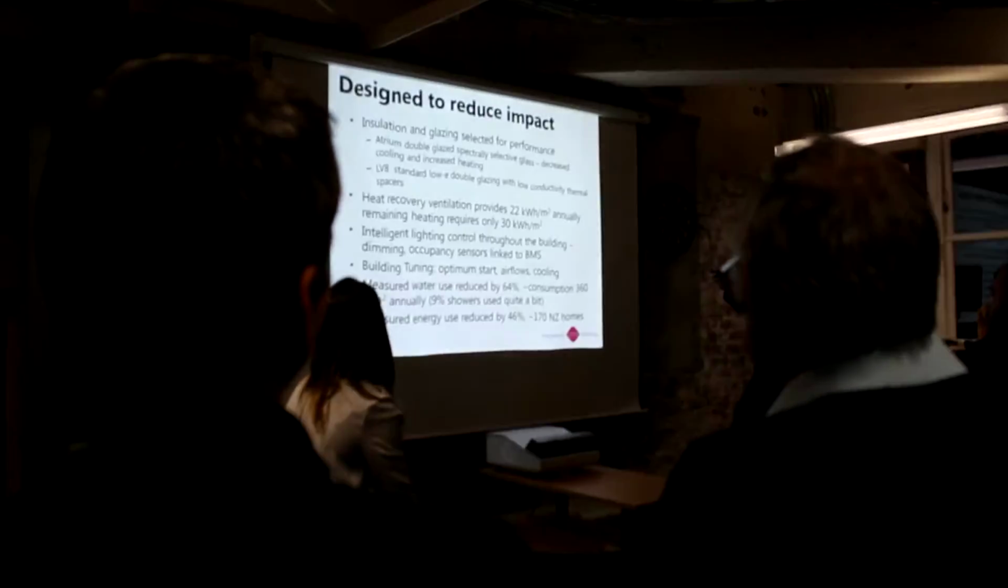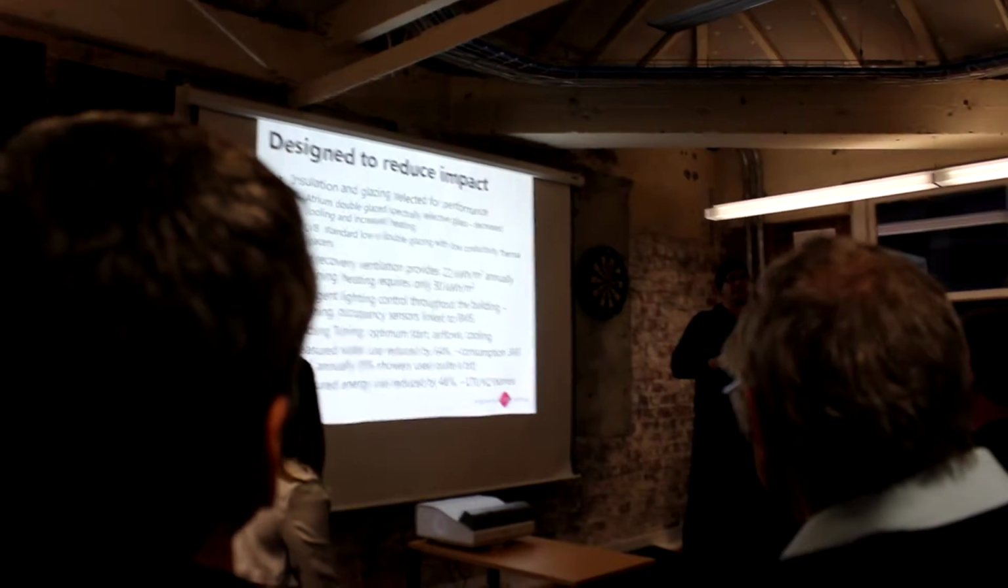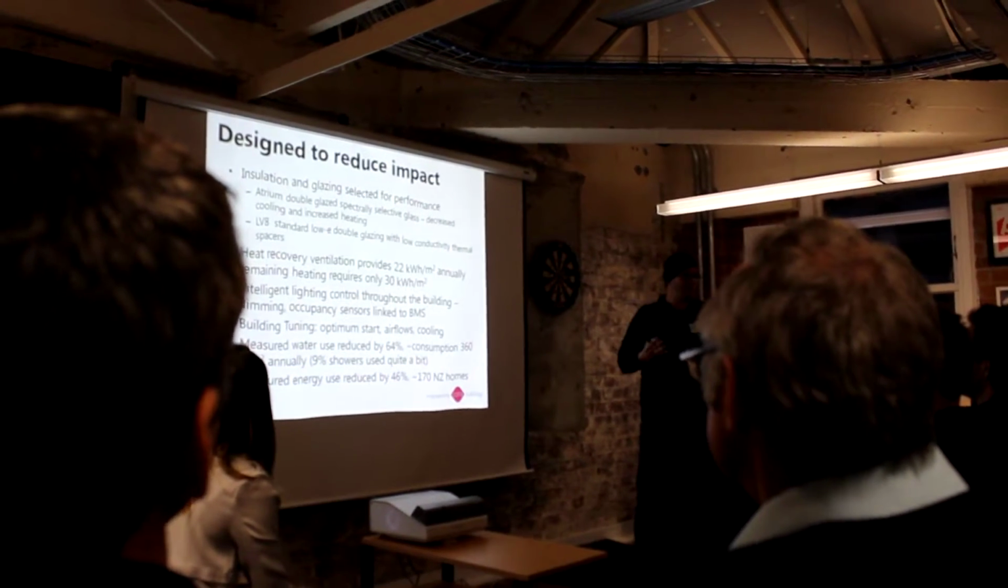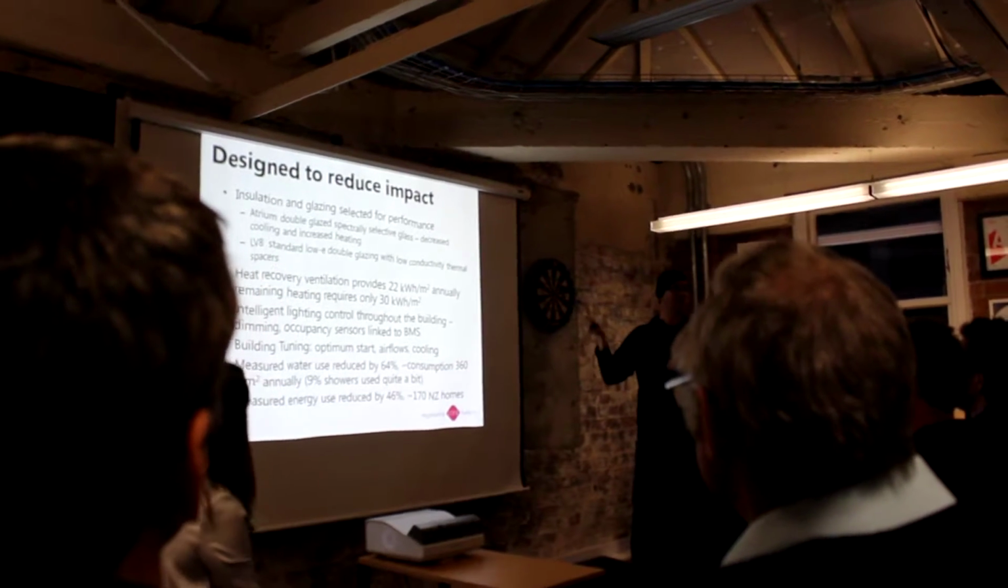So that's how we selected the glazing. The atrium, as I said before, went with the spectrally selected glass. The level 8 windows, since we're putting in new windows anyways, it was a small cost upgrade to put in low E glazing over the double glazing we were putting in.